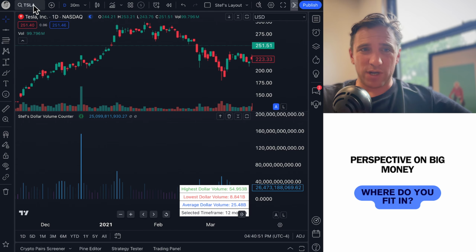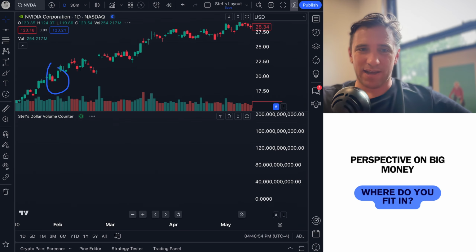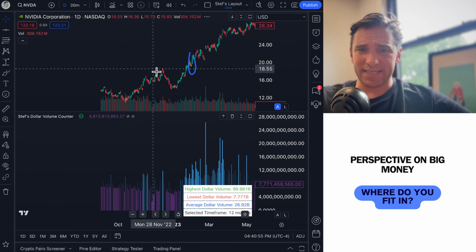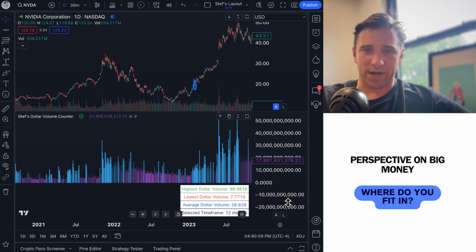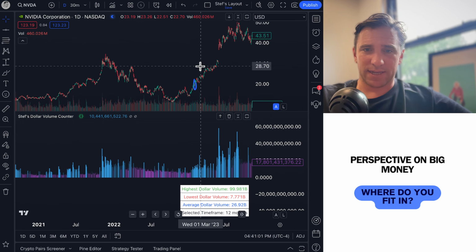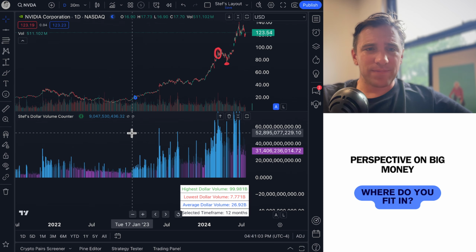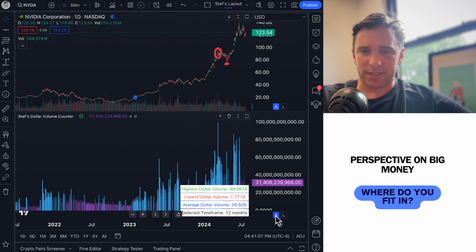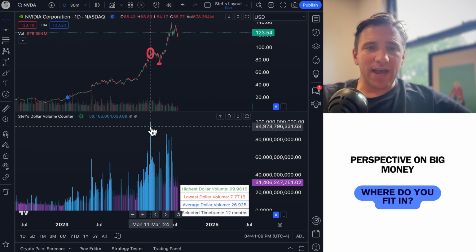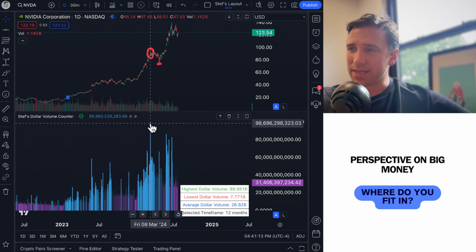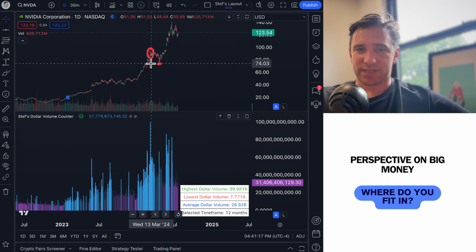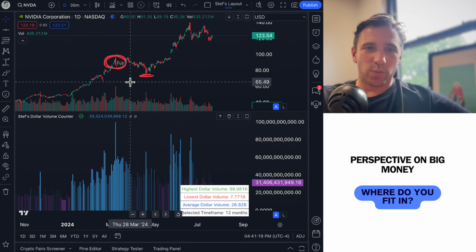And actually, if we go back and we look at Nvidia as well, we can see another somewhat sizable spike or two. Actually, looks like there's quite a few spikes here. Let's see. This is Nvidia, and let's normalize this chart here. Click this A for auto. We have got, wow, $99.9 billion worth of Nvidia traded on this specific day. I've highlighted it here. We can zoom in.